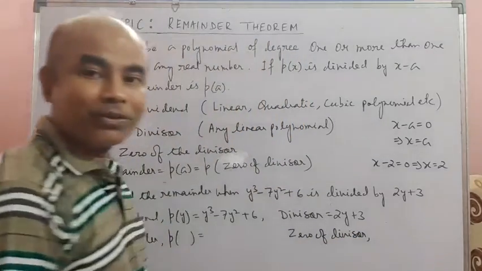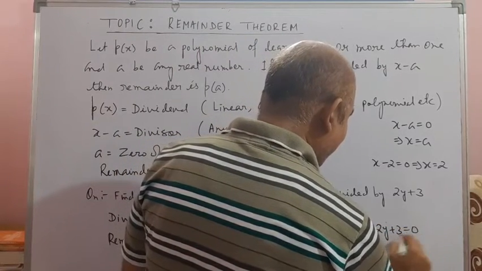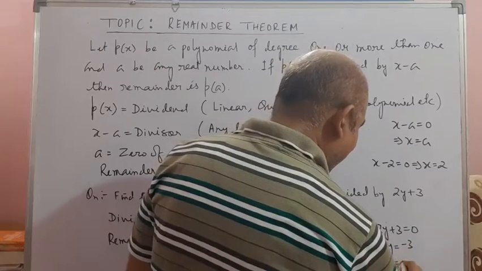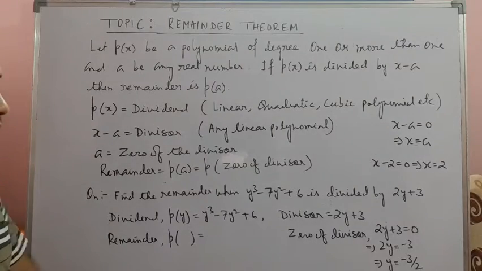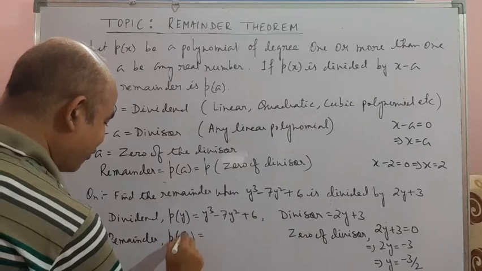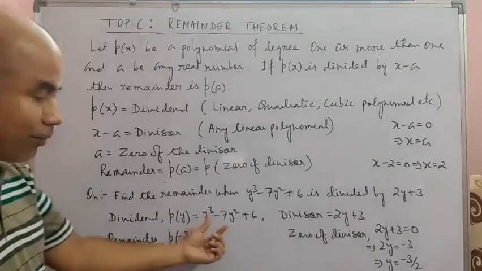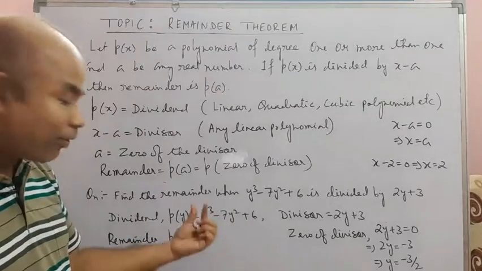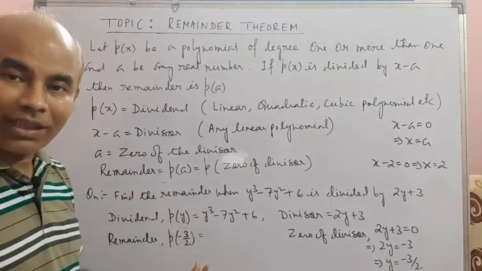To find that, what do we have to do? We take 2y plus 3 equal to 0, and solving this, y will be minus 3 by 2. So that is the zero of the divisor. That means here, in place of y, you have to write minus 3 by 2. Then whatever value comes, because we already know how to find the value of a polynomial for a given value of the variable. I already made a video on this, you can see that video also.